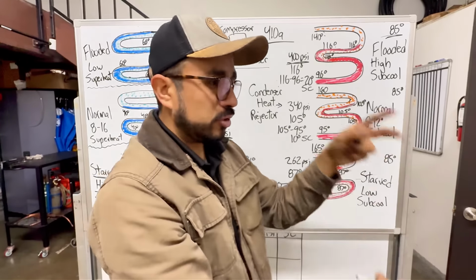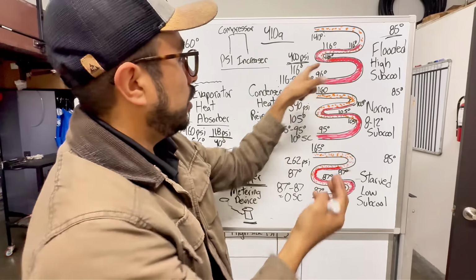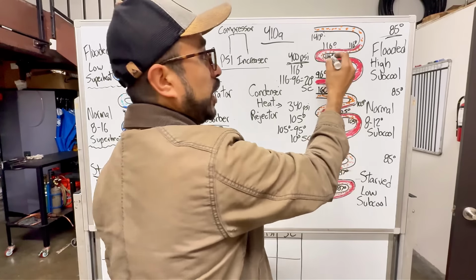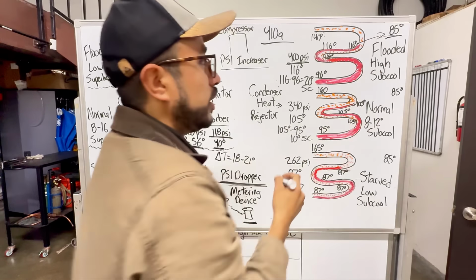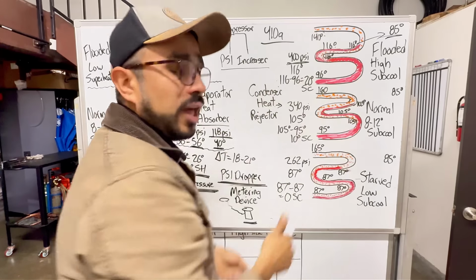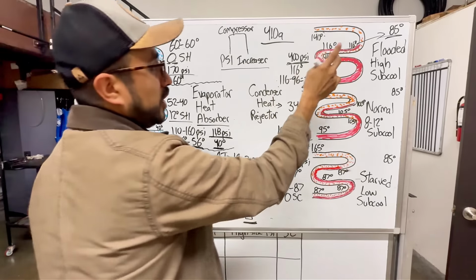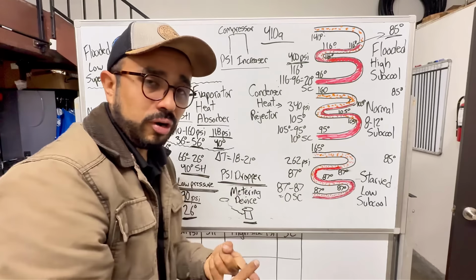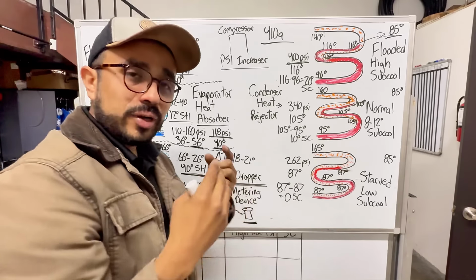Your condensing temperature starts to kind of go higher. Your liquid is stacking up. You're rejecting a lot of heat because 116 to 85, you're rejecting a lot of heat, but you're getting a lot of liquid. So that's not good because your compressor is going to work harder, and it's not energy efficient.